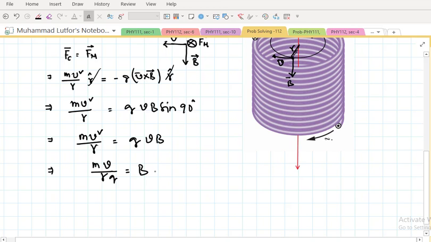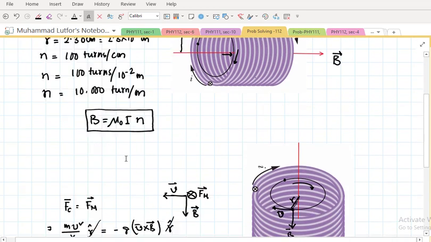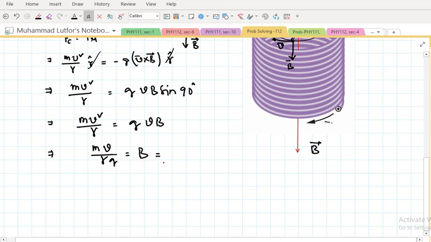Now this B is the magnetic field of that solenoid, which is directed downward. This is the direction of the magnetic field inside the solenoid, which I could write using that formula: mu naught I into n. It will be equal to mu naught I into n. From there I'm going to find that current I, right? In that case I would be mv, which is actually the momentum of that electron, over r q mu naught into n, where n is the number of turns per unit length.